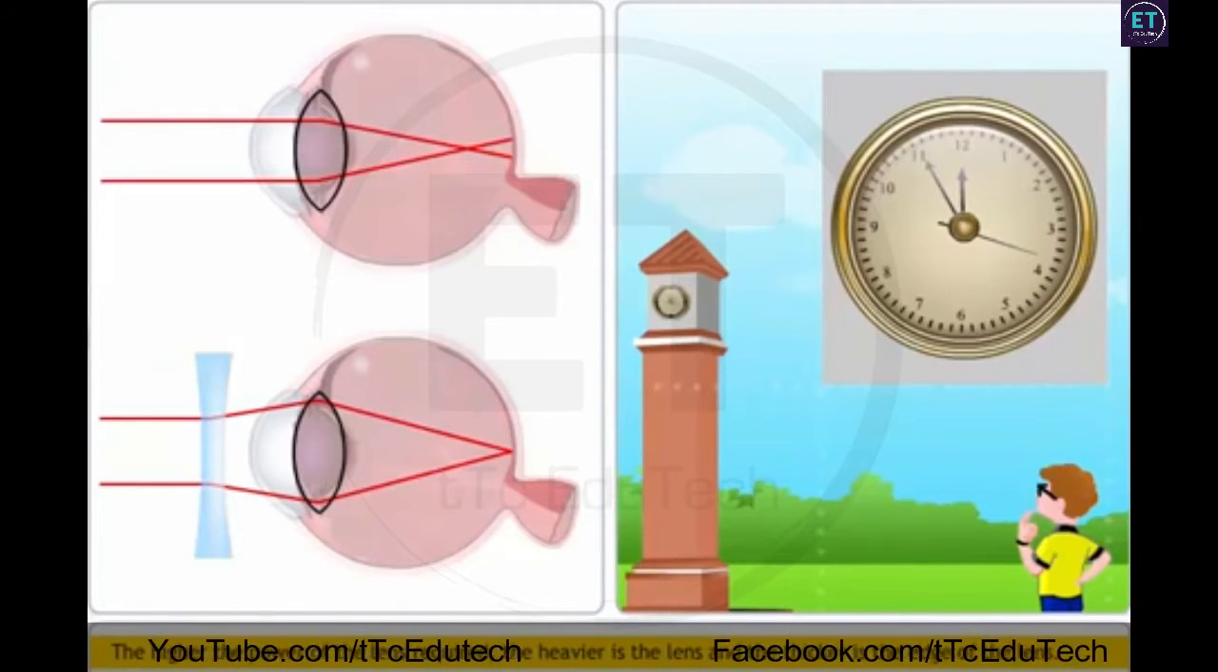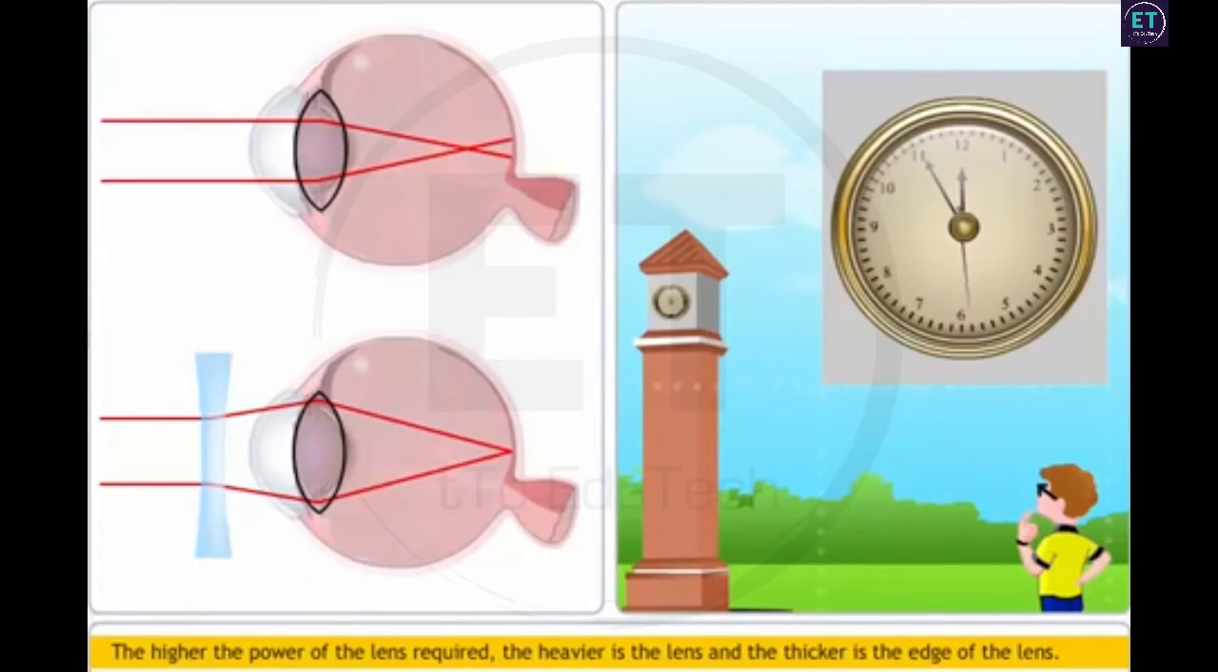The rectification lens for myopia is also referred to as the diverging lens, as it serves to correct the defect by diverging the incident light beam.